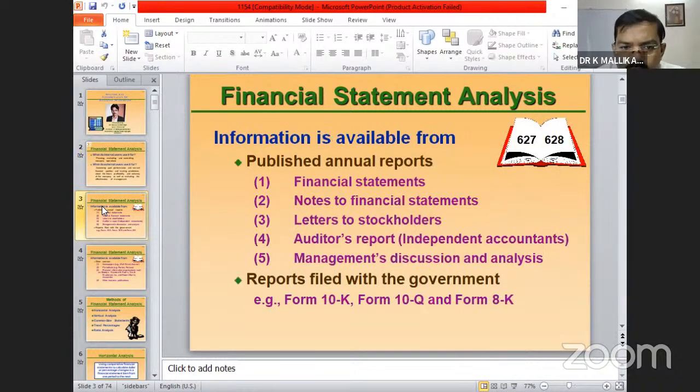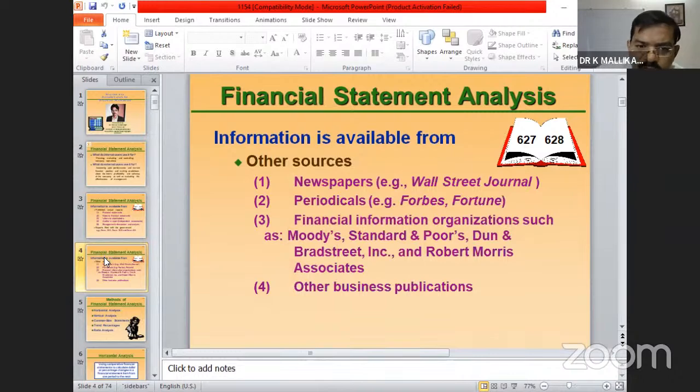Right. So how is this information available? Information available for the financial statements: notes given for the financial statements, letter to stakeholders, auditor report, management discussion and analysis. Various data is available. Information is also available from other sources: newspapers like the Wall Street Journal, Times of India, Economic Times, periodicals like Forbes and Fortune 400 companies, and rating agencies like Moody's, S&P, Standard & Poor's, and Robert Morris Associates. Other businesses also provide data.